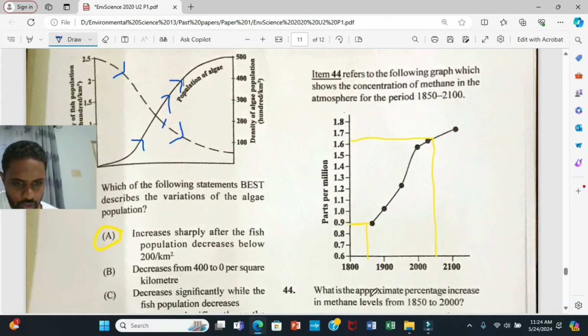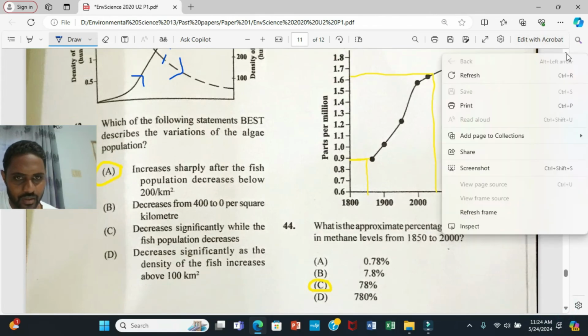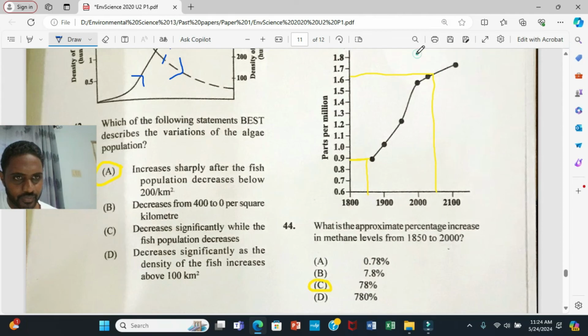44. What is the appropriate percentage increase in methane levels from 1850 to 2000? My best answer is 78%, guys. So if you read from here to here, the points, it would be 1, 2, 3 units, 4, 5, 6, 7. 7.8 is what they have. That would be the unit, but in terms of percentage, you calculate that times 100 and you get 78.